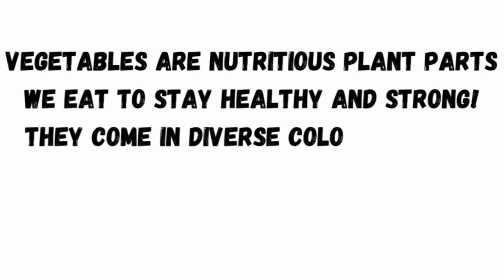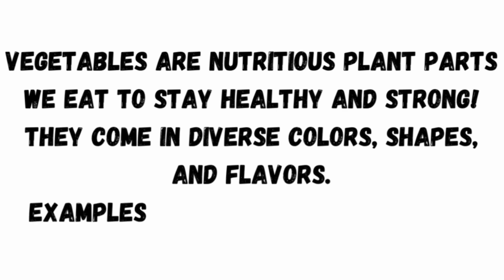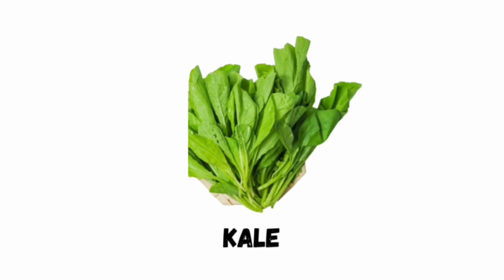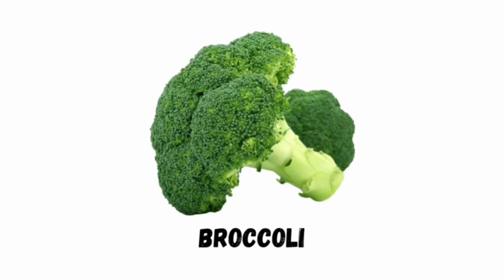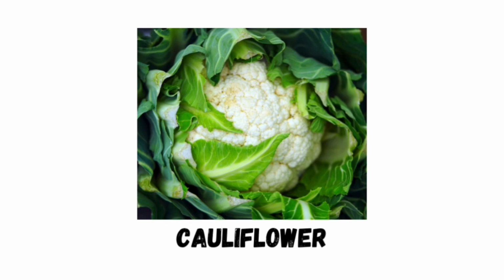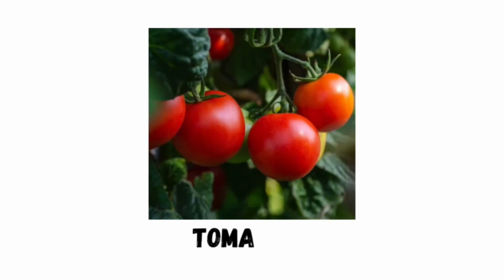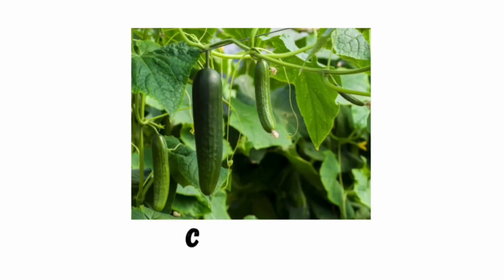And last one is vegetables. Vegetables are nutritious plant parts we eat to stay healthy and strong. They come in diverse colors, shapes, and flavors. Examples of vegetable crops are lettuce, kale, broccoli, cauliflower, cabbage, tomatoes, cucumbers, squash.